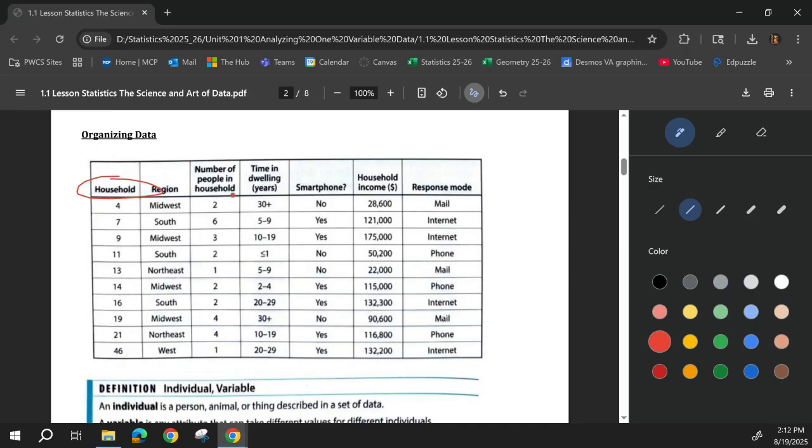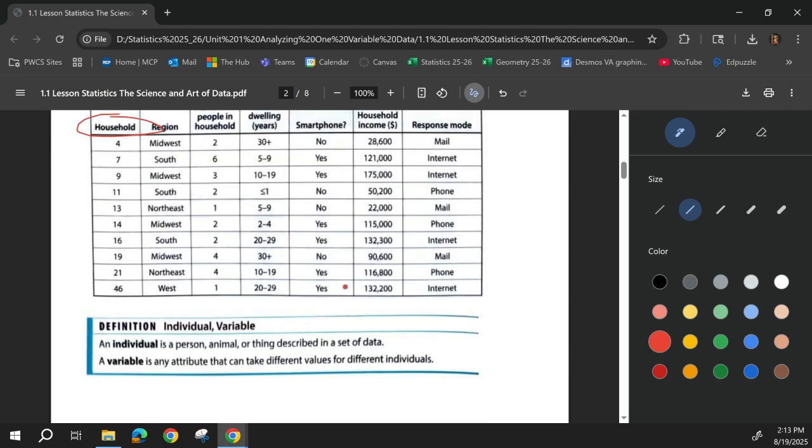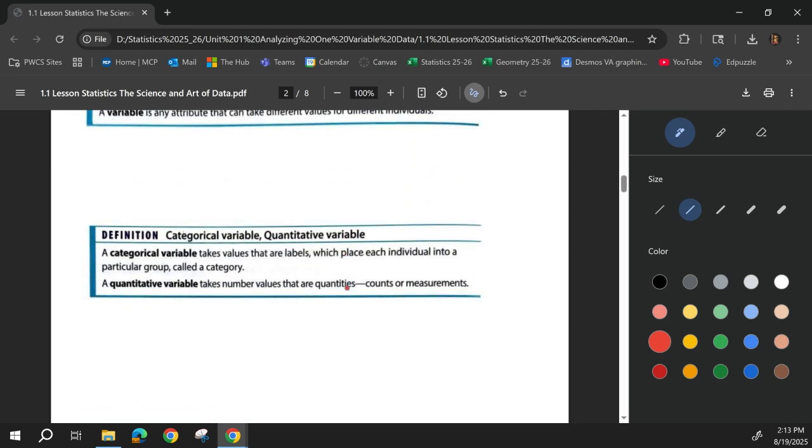And then region of country, number of people there. These are all the variables, the items of interest about the individuals. So all of the rest of these columns are our variables. And so we have different types of variables. Two that we'll discuss: categorical. Those are types of variables you can literally place into a category. And quantitative, those are ones that can be measured.